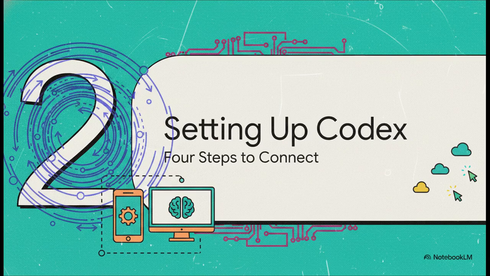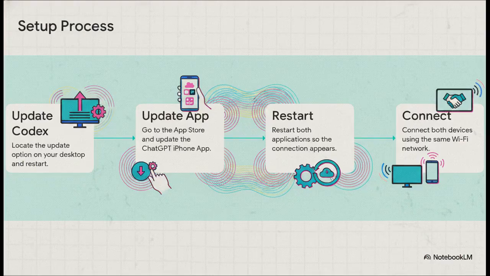Right, moving on to Section 2, setting up Codex Mobile in 4 quick steps. Getting this running is incredibly straightforward, but, and this is absolutely crucial, you have to follow the steps exactly. Step 1, update your Codex desktop app to the newest version. Step 2, do the exact same thing for your ChatGPT iPhone app. Older versions absolutely won't show the connection option. Step 3, restart both applications. And Step 4, make sure both devices are connected to the exact same Wi-Fi network. That's the magic key for that initial handshake. Then, just open the mobile menu, select Codex, and hit Connect.